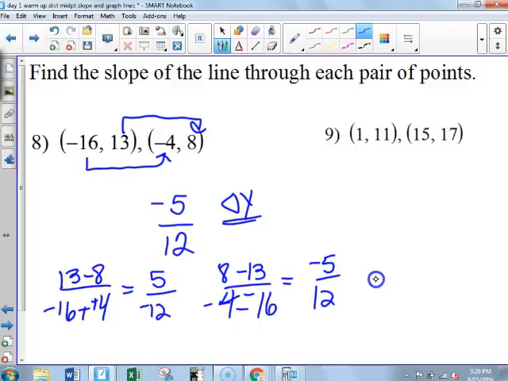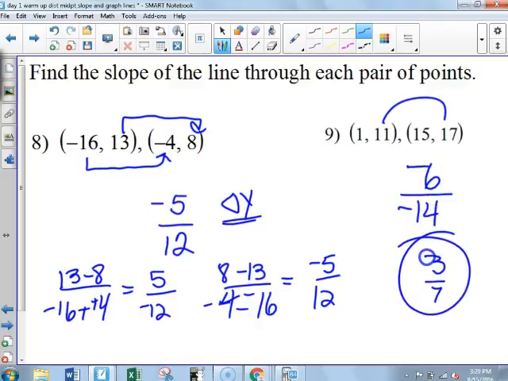Okay? All right, what's the last one over here? 11 to 17 is... You want to do positive or negative 6? Okay. If we did 11 minus 17, we get negative 6. If we did 1 minus 15, we'd get negative 14. Two negatives will still make it a positive 3/7. All right, we're rocking, yes?